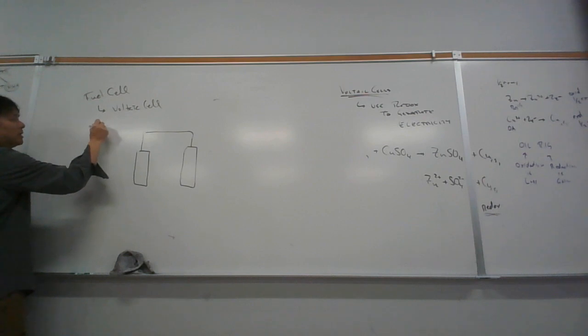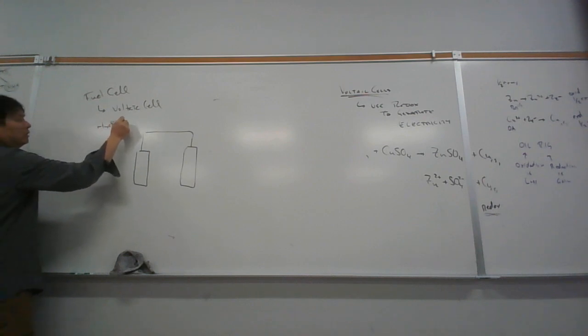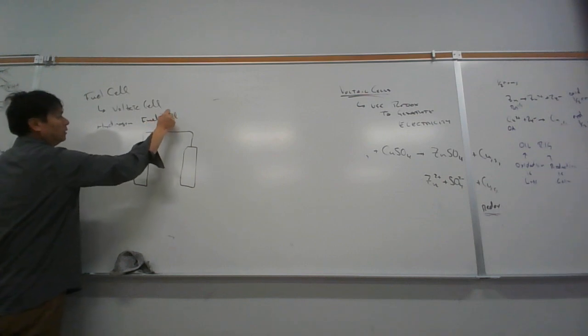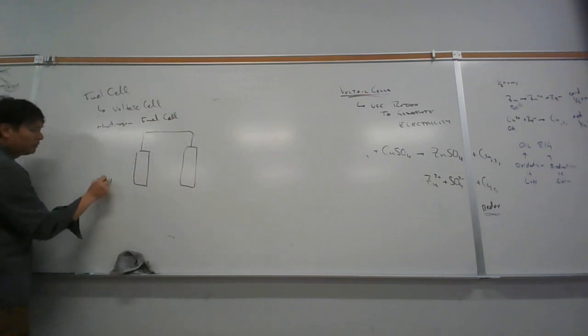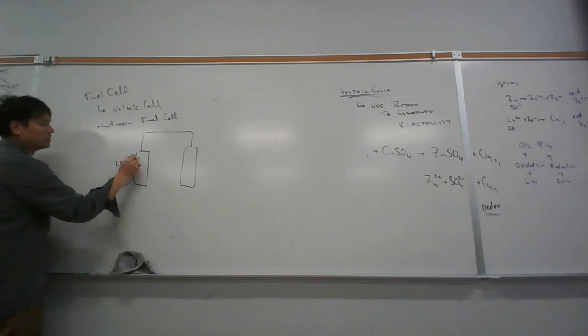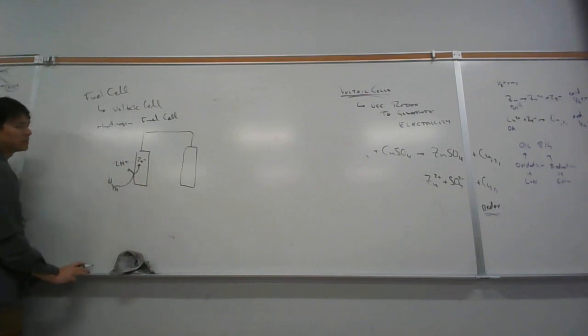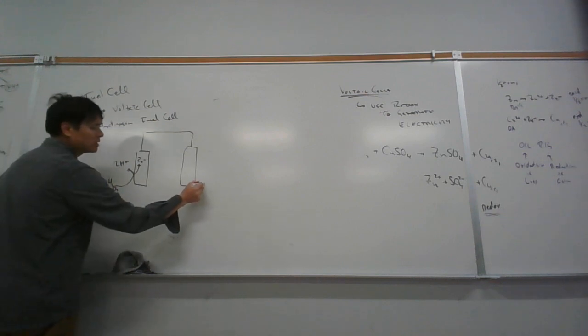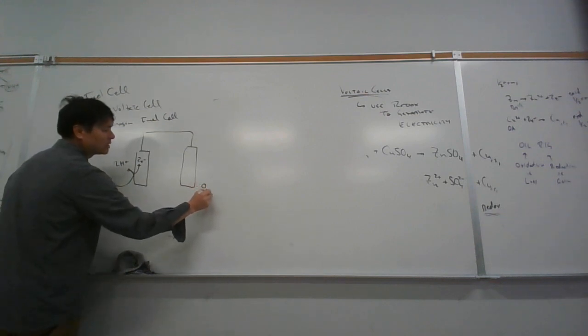Okay, so let's look at a hydrogen fuel cell. We have hydrogen gas coming in here. Hydrogen gas is going to make 2H+ and 2 electrons if it's oxidized. What's oxidizing the hydrogen gas? Oxygen gas in air.